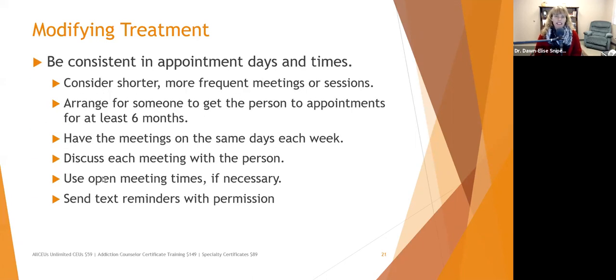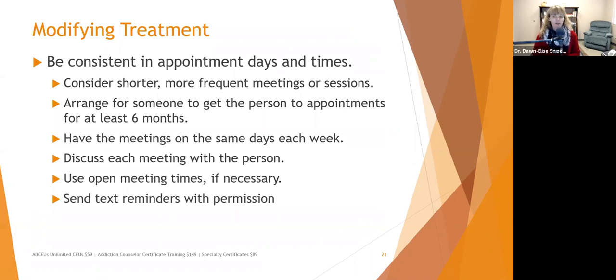Be consistent when you're working with a client with an FASD who's an adult in appointment days and times. Consider shorter, more frequent meetings or sessions because they have difficulty sustaining attention and getting much after a certain period of time. Arrange for someone to get the person to appointments for at least 6 months. Once it becomes part of their routine, it's part of their routine, but it takes a while to get them used to that. Have meetings on the same day each week, preferably at the same time, so they know at 2 o'clock on Tuesday, I meet with my therapist.